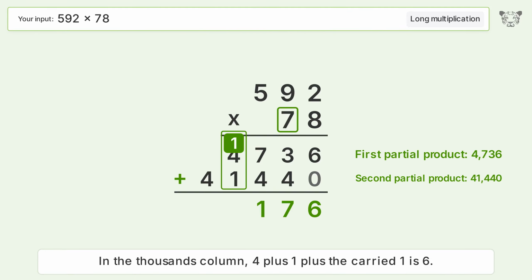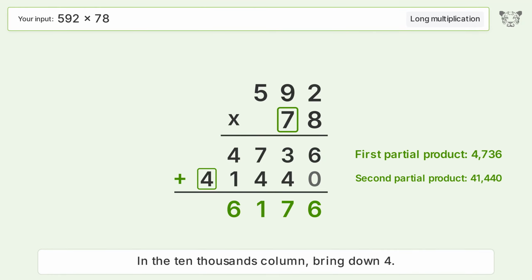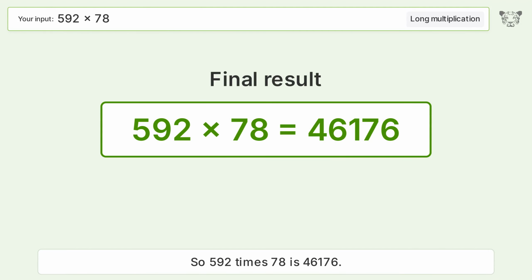In the thousands column, 4 plus 1 plus the carried 1 is 6. In the 10,000s column, bring down 4. The product of the whole numbers is 46,176. So 592 times 78 is 46,176.